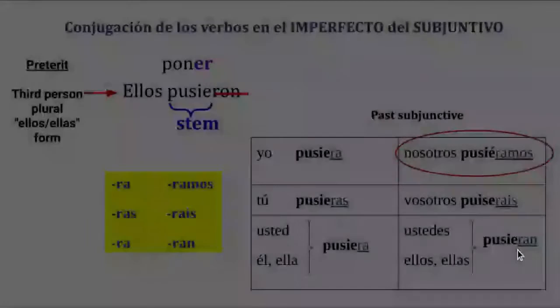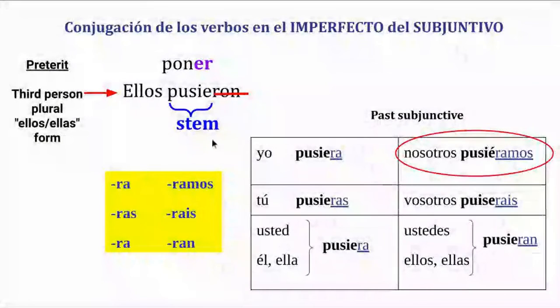For the ER verbs, it's going to be the same. I need to consider my stem. This is why I was using this verb poner that has a special change in the stem. So you can see, you're going to keep this first part. Pusie, pusie, and then for the yo form, pusiera, pusieras, pusiera. Again, the nosotros form is the only one with the accent mark, and then we have pusiéramos, pusierais, y pusieran.